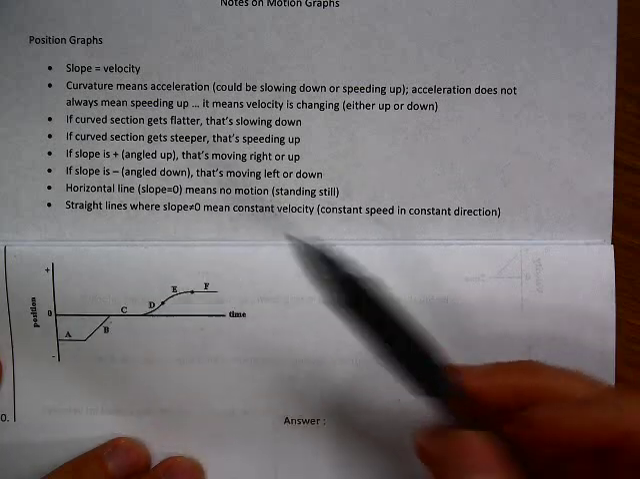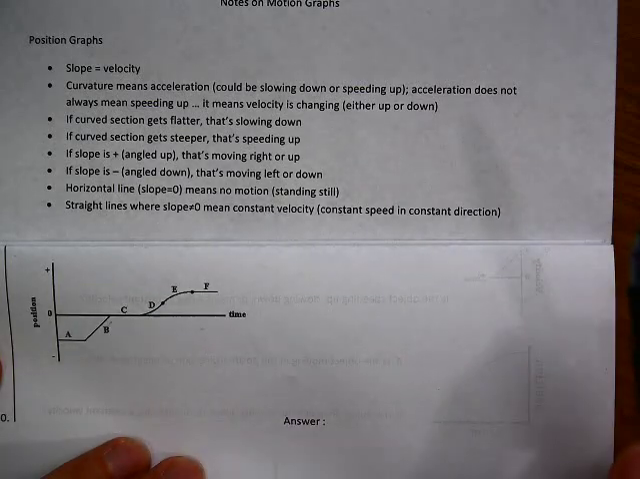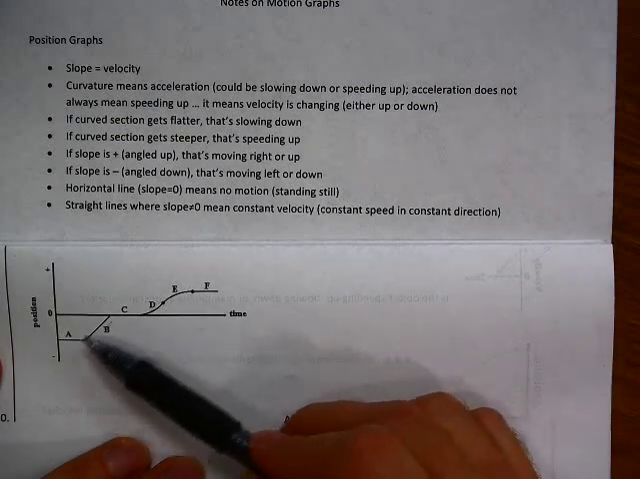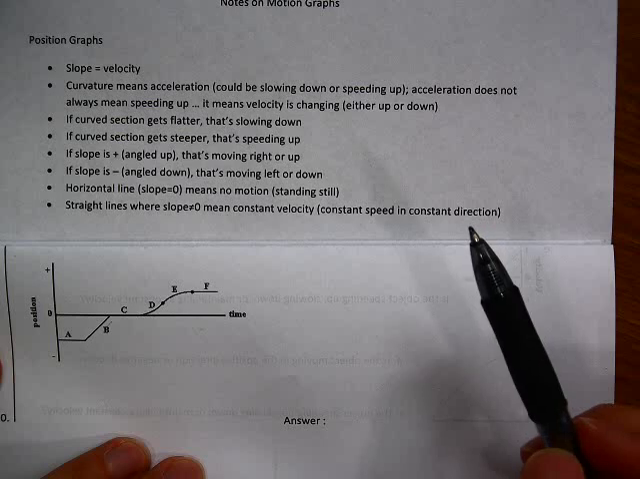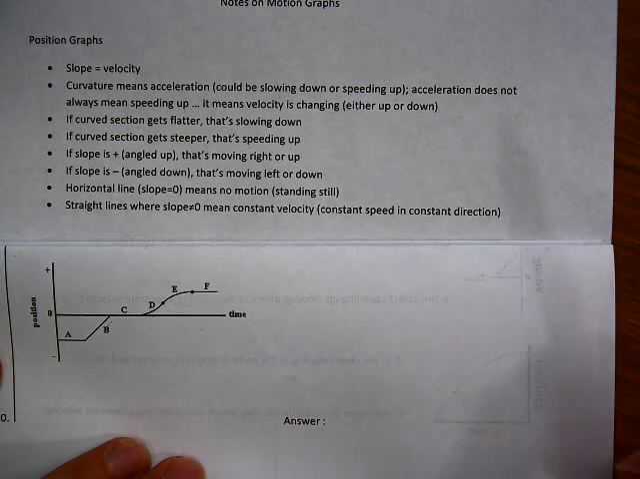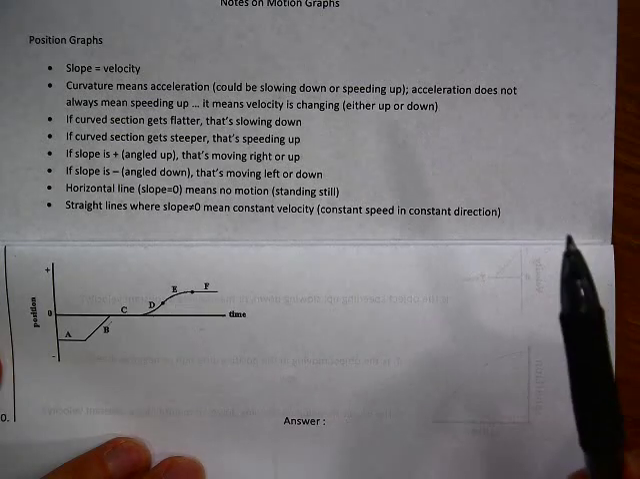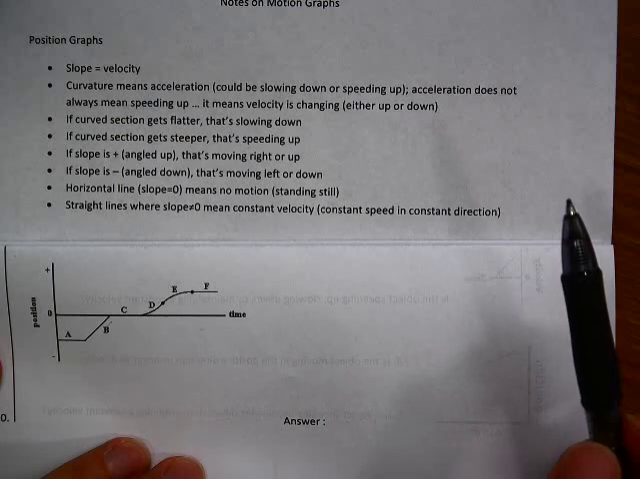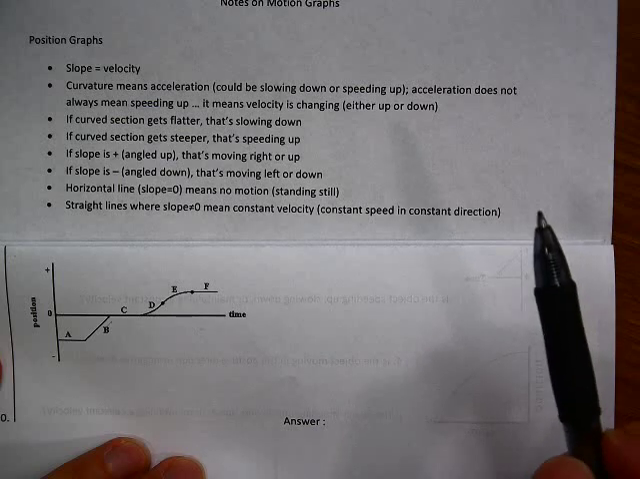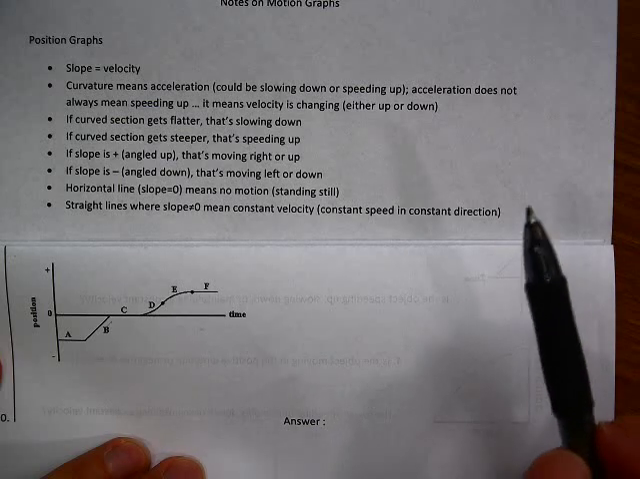Now on a position graph, any curved section indicates acceleration. So only twice during this motion was the object accelerating, and that would be at D and E. Remember, acceleration does not always mean speeding up. It just means changing your velocity over time. And there's different ways of changing your velocity. You could speed up or you could slow down.